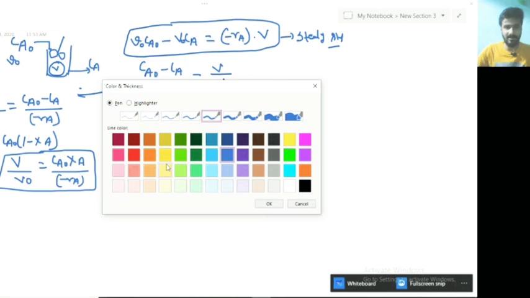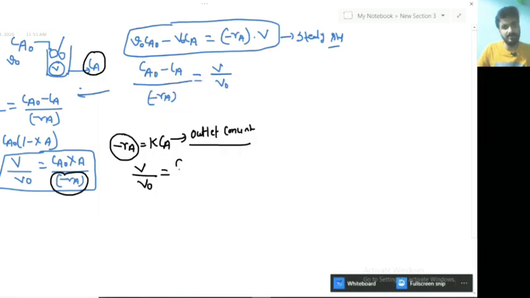So now understand one thing, V upon V naught equals Ca naught, this is the inlet concentration, Xa upon K, and the value of K must be at the outlet temperature. So this will be K at a particular temperature T, into Ca. Now you all know the performance equation. You have to calculate the volume of the reactor at a particular conversion. Now you have to calculate these things.